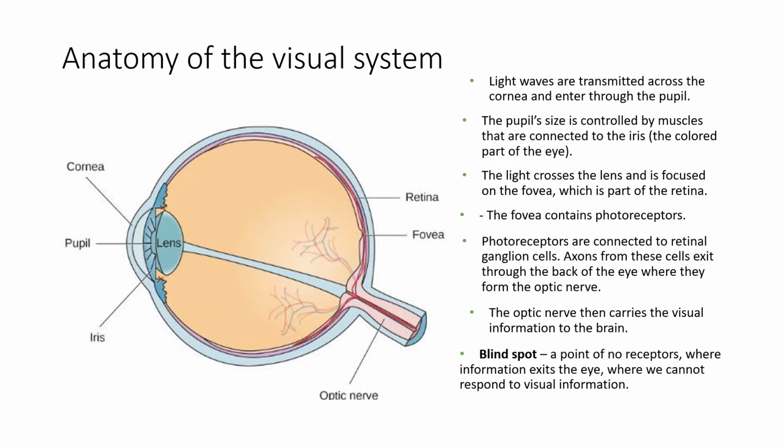You'll notice as you look at this image that at the back of the eye, again, is the retina containing those photoreceptor cells. And you'll notice that there is a very small area where there is an absence of the retina. And this is right as you look towards the center back of the eye where the optic nerve is. And this is what we would call our blind spot. And this is where there's a point of no receptors. This is where information exits the eye and where we cannot respond to visual information.